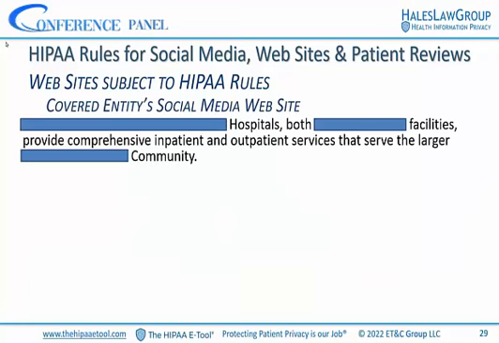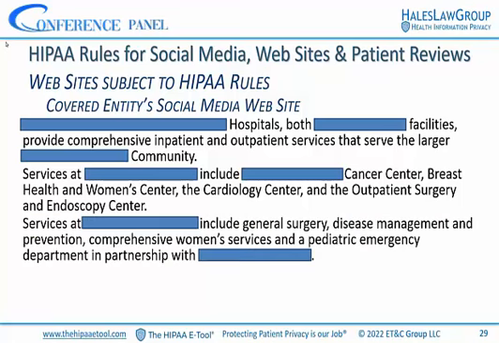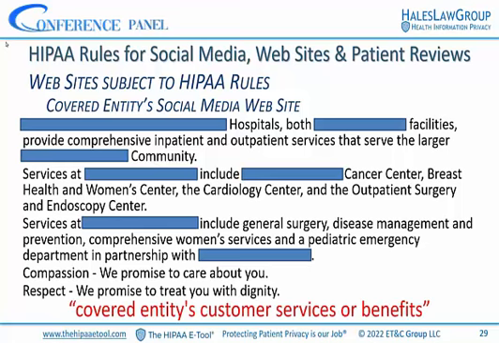Here is directly from their website. I blocked out the names of the hospitals and the name of the facility or the holding organization, but it says, on the home page of their Facebook site, that they provide comprehensive inpatient and outpatient services serving the community. The services include cancer, breast health, cardiology, outpatient service. They include general service, surgery, disease management, pediatrics. They will care for patients with compassion and treat patients with dignity. What is that information on this Facebook site of these hospitals? It's information that explains the covered entity's customer services or benefits.